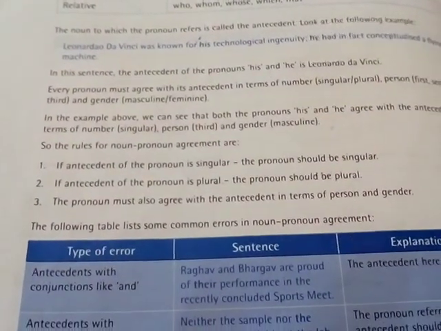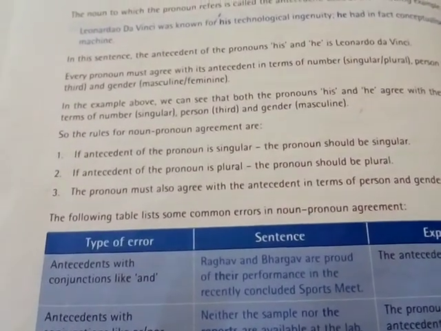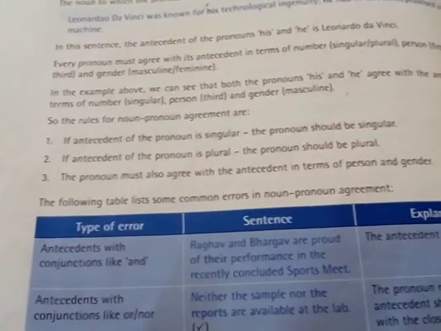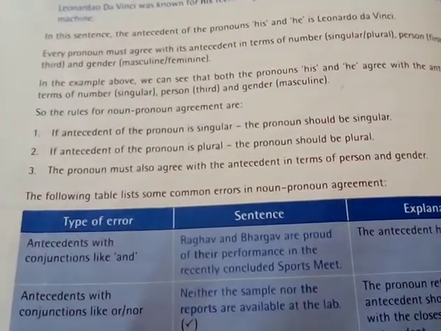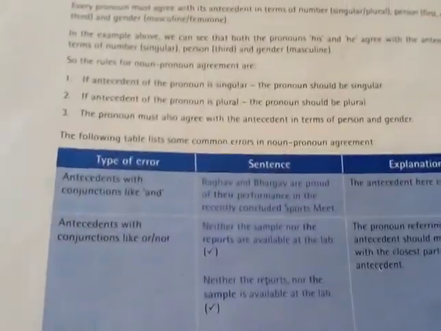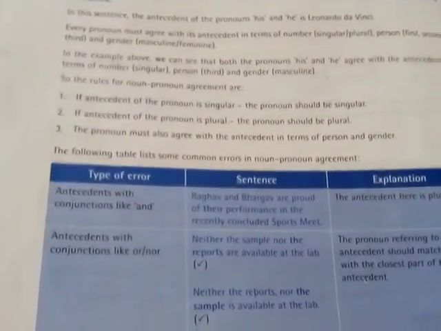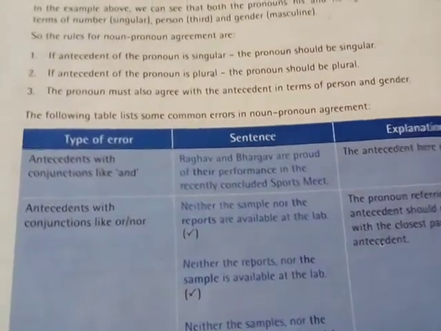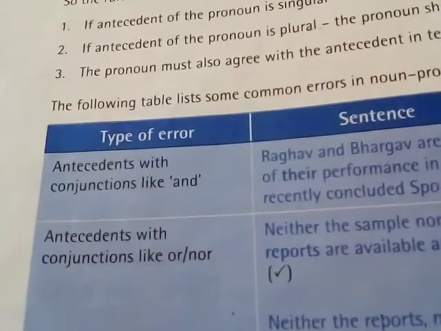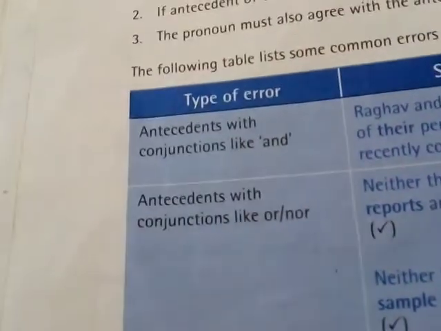For example, some of the examples are given. If the antecedent of the pronoun is singular, the pronoun should be singular. If the antecedent of the pronoun is plural, the pronoun should be plural. The pronoun must agree with the antecedent in terms of person and gender. For example, Raghav and Bhargav are proud of their performance in the recently conducted sports meet. Here the antecedent is plural because Raghav and Bhargav both come under the category called plural. So, antecedents with conjunctions like and.